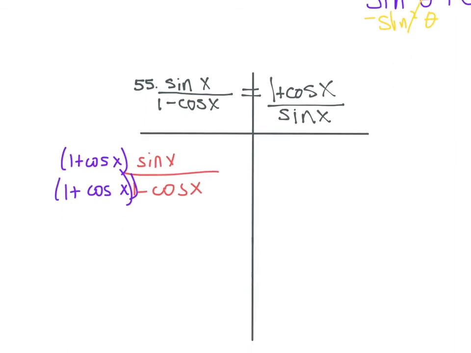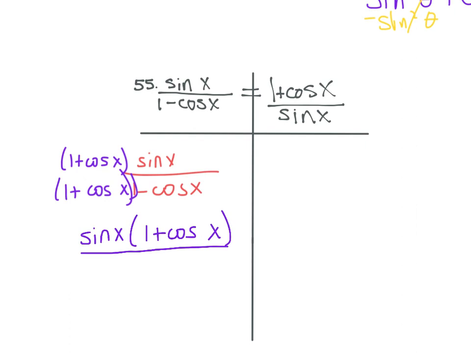So when I do that, I get sine x times 1 plus cosine x. You are welcome to distribute the sine x in there, but you're going to end up taking it out again, so I'm just going to write them stuck together. And then on the bottom here, I have to FOIL.